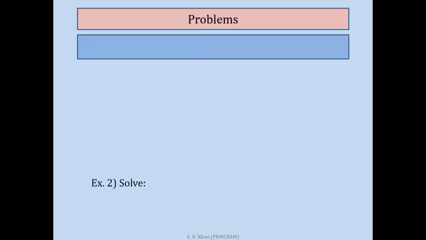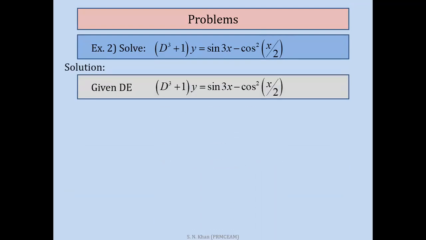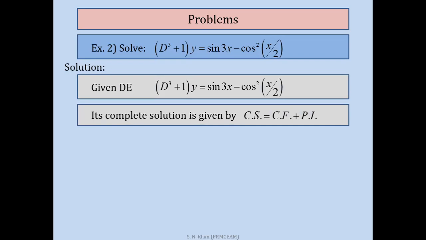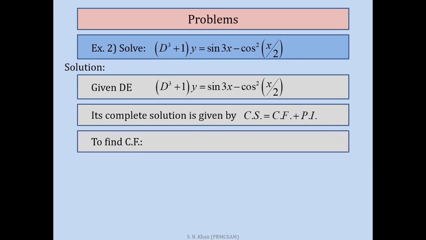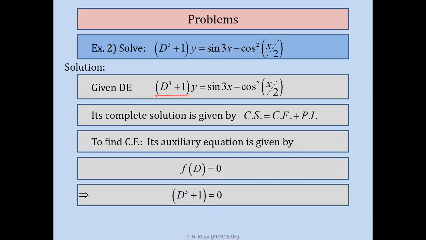After that, the next problem. We have to solve d cube plus 1 operating on y equal to sin 3x minus cos square of x by 2. As usual, we will write the given differential equation. Its complete solution is given by CS equal to CF plus PI. First we will find CF, the complementary function. For finding CF we need the auxiliary equation, which is given by f of d equal to 0. The value of f of d in this equation is d cube plus 1, so it will become d cube plus 1 equal to 0.